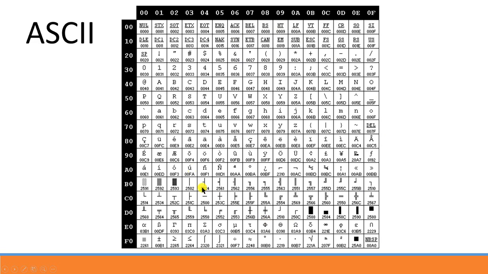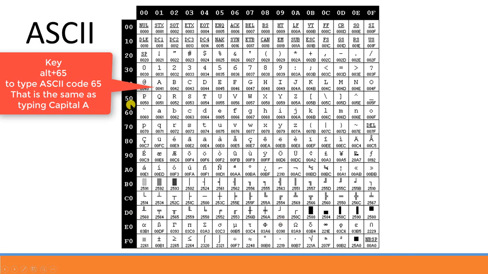And these are the common keyboard ASCII codes that you can actually access. You can use ALT combined with 65. You will be able to type out this A character as well.